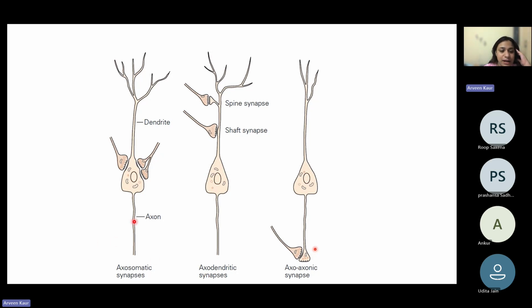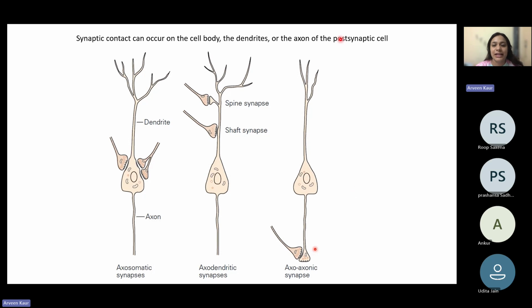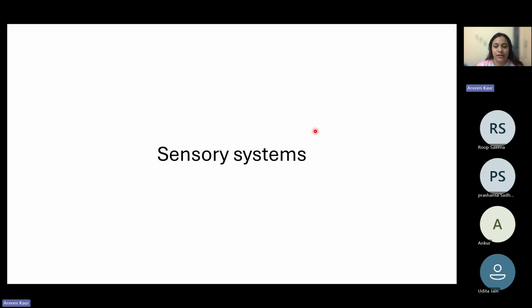Then there could be axosomatic synapses wherein they are near the soma, that is the cell body, and axoaxonic synapses wherein one axon is in close vicinity to the other axon of the neuron and they are forming a synapse between one another, right? So the synaptic contact can occur on the cell body, the dendrites or the axon of the postsynaptic cell. It can be anywhere.